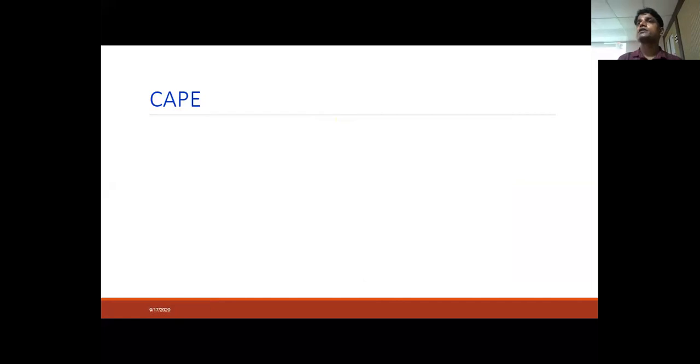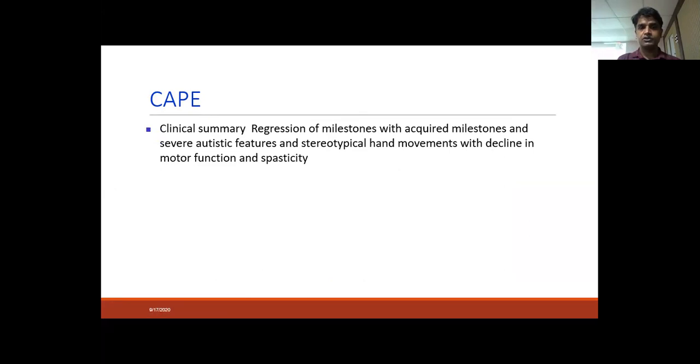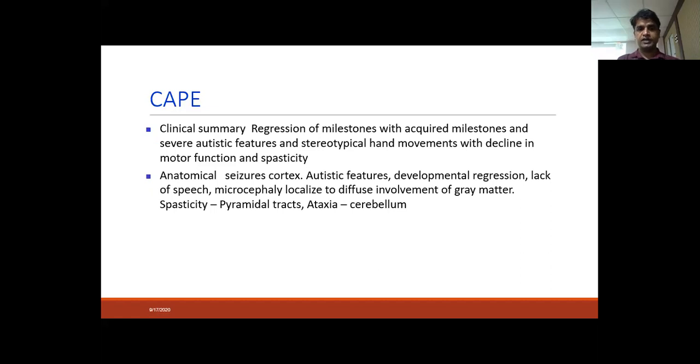So in this case, coming again, clinical. What would you say clinically? Summarize. Okay, so regression of milestones with loss of acquired milestones and severe autistic features and stereotypical hand movements with decline in motor function and spasticity. So anatomically, where would you put this?